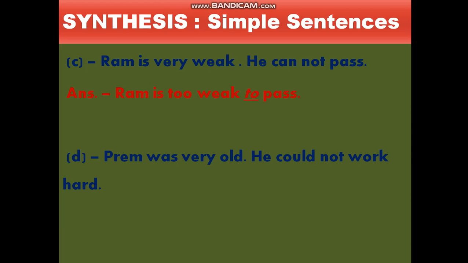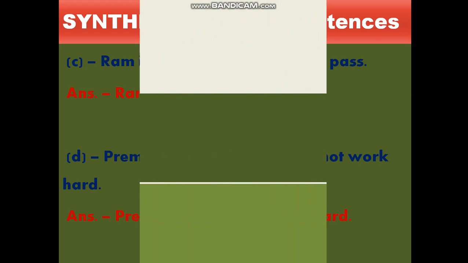Prem was very old. He could not work hard. Prem was very old means too old. He could not work hard means to work hard. Prem was too old to work hard. To is our infinitive here.